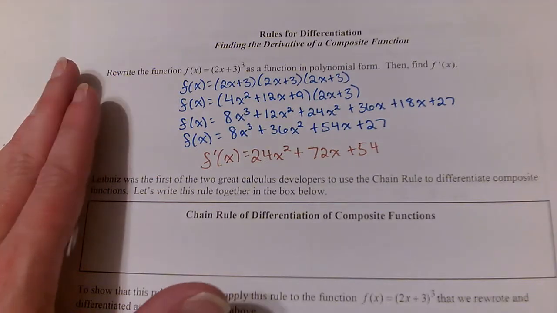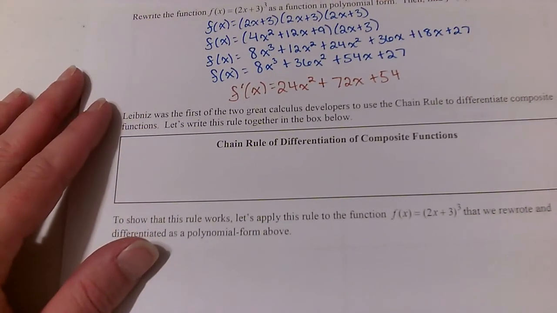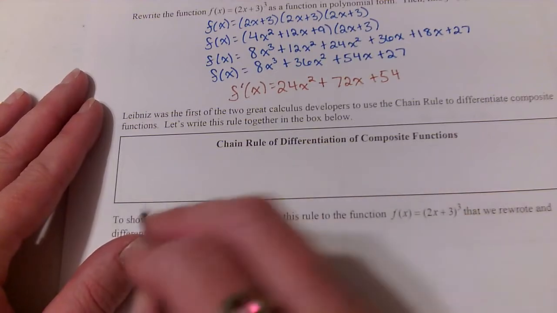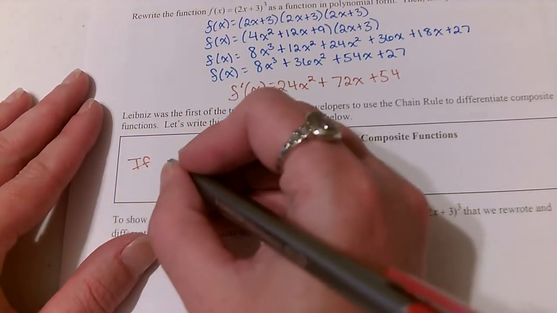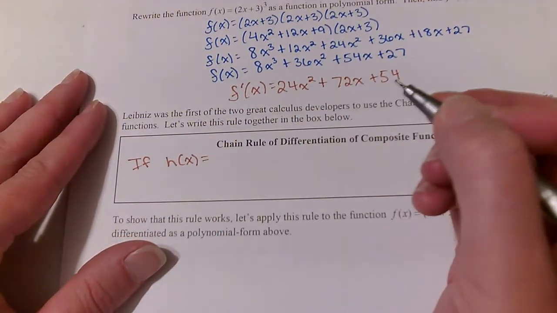But you ask yourself, there's got to be an easier way. Especially if that had been to the 7th power or something. Well, there is an easier way. So this was another one that Leibniz found or proved. It's about if you have a chain.